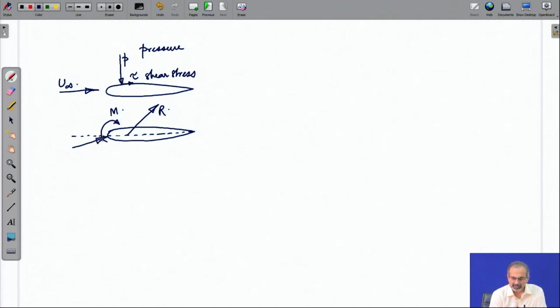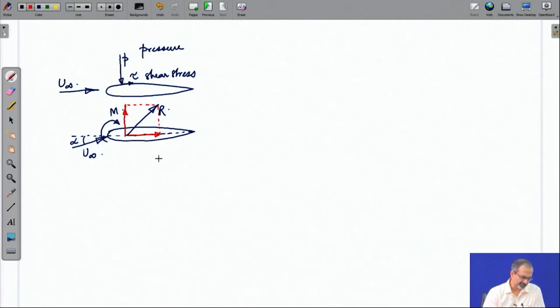So, let us say the flow is approaching the airfoil at an angle. The angle between the chord line and the velocity vector is the angle of attack. We are recalling some of the things we have already learned: if you resolve this force R into two components which are along the chord line and normal to the chord line, that is one way of resolving this force.